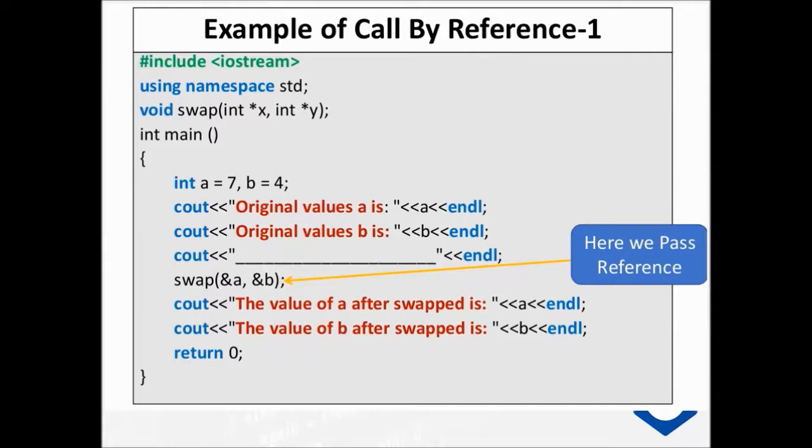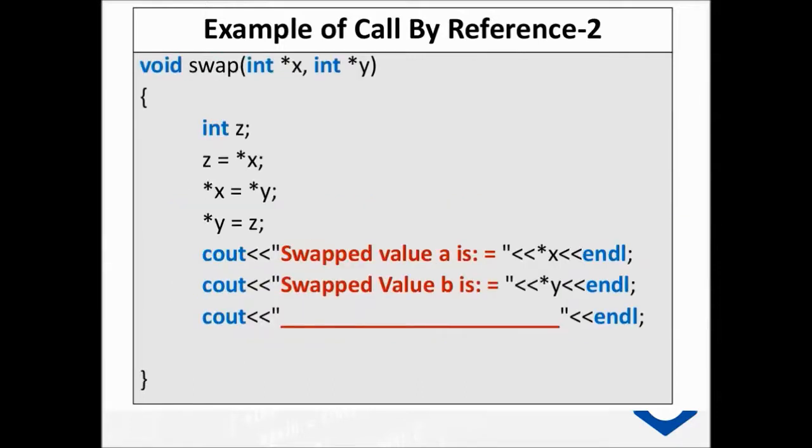After this program, we display the value of swapped A and B on the screen. Now, in our swap function, we write void swap(int *x, int *y). Here x and y are pointers, not references. So in the body of the swap function, we write int z. z is equal to *x, meaning we store the value of x into variable z.